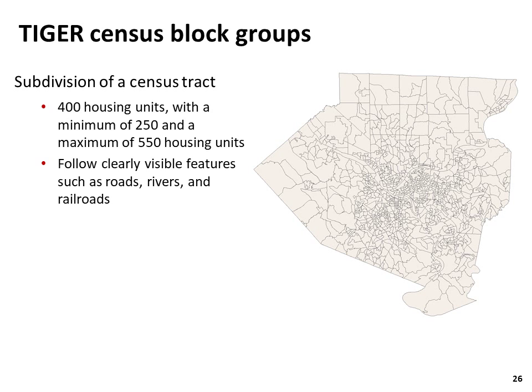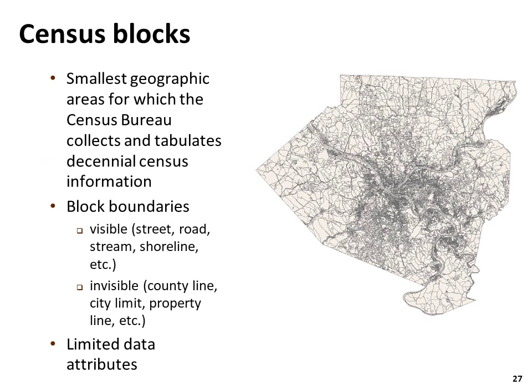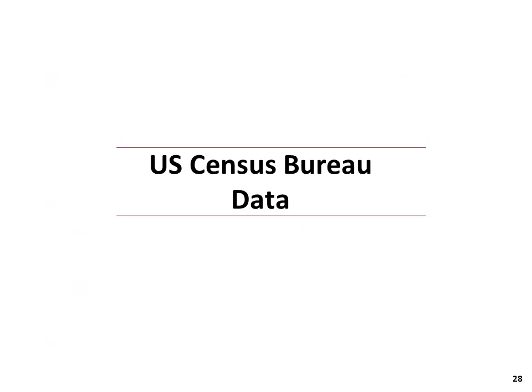These do not necessarily follow political boundaries, because if a political boundary occurs, it would have been in place in the census tract, and so the block wouldn't necessarily be intercepted by it, because blocks are parts of tracts. Census blocks are the smallest areas for which the Census Bureau collects and tabulates the decennial census information. Block boundaries include visible streets, streams, and roads, as well as invisible boundaries. There's limited data and attributes available.